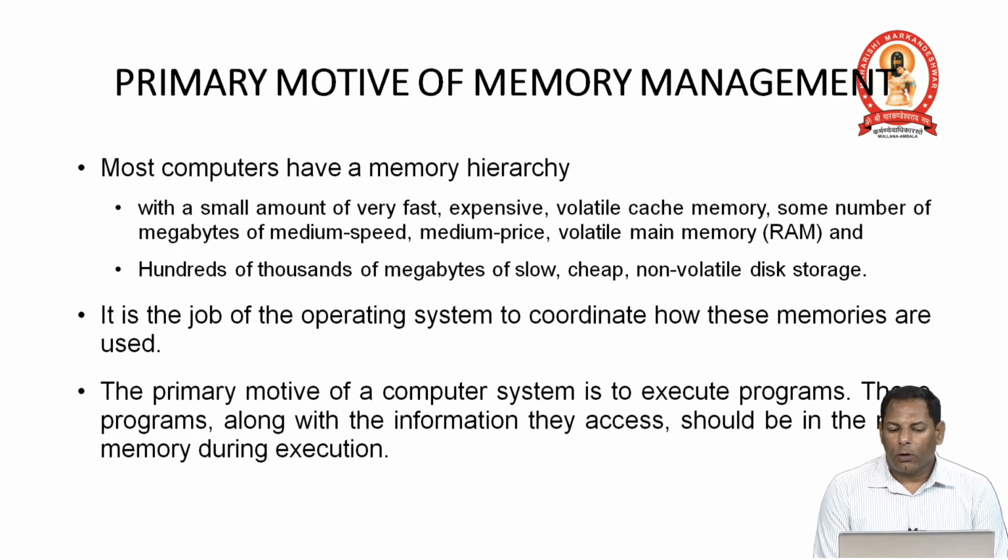When we look at memory, we have a very small amount of very fast, expensive, volatile memory, and we have a medium size memory which is hundreds or thousands of megabytes, and we have disk storage which is very large compared to this memory. It is the job of the operating system to coordinate how these memories are used. The primary motive of a computer system is to execute programs, and these programs, along with the information they access, should be in main memory during execution. So according to the memory management scheme, we will keep track of the status of memory.